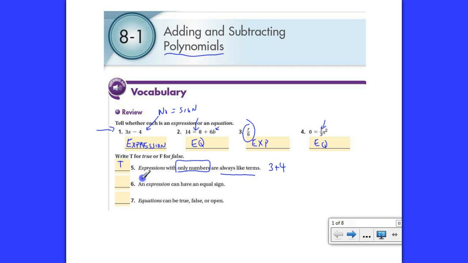Number 6 says an expression can have an equal sign. Well, no, that's what we just said up there. An expression cannot have an equal sign.